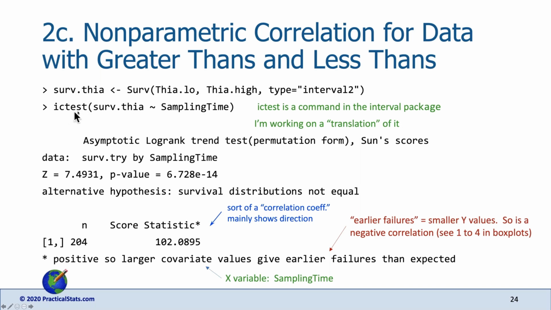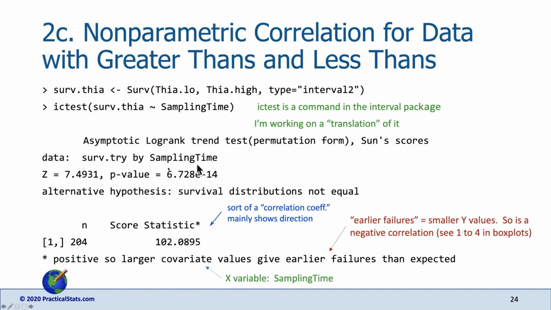So this IC test is in the interval package. This y variable is up here, that Surv command. We did this before, so I'm just reusing that, showing it here to you. It gives you back a log rank trend test if that were time. And if it's some other continuous variable, it's a trend in whatever that variable is. So it's looking at a correlation between y and x. It's using something called a log rank statistic. That's one of the things I'm investigating. I think there are ones that are more similar to something like Kendall's tau.